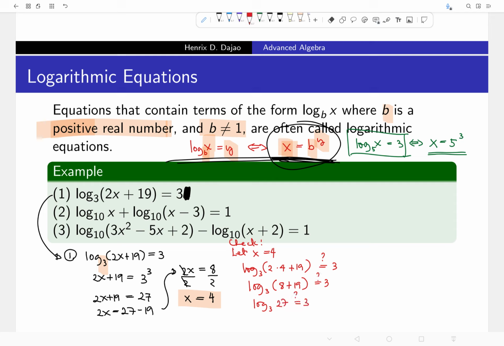Is it really 3? So convert this last equation to its equivalent form. 27 is just equal to 3 raised to 3. Is it? Yes, because 27 is just equal to 3 raised to 3. So indeed they are the same, which means to say that x equals 4 is really the value of x. Okay? So that's how you solve number 1. It's quite easy.